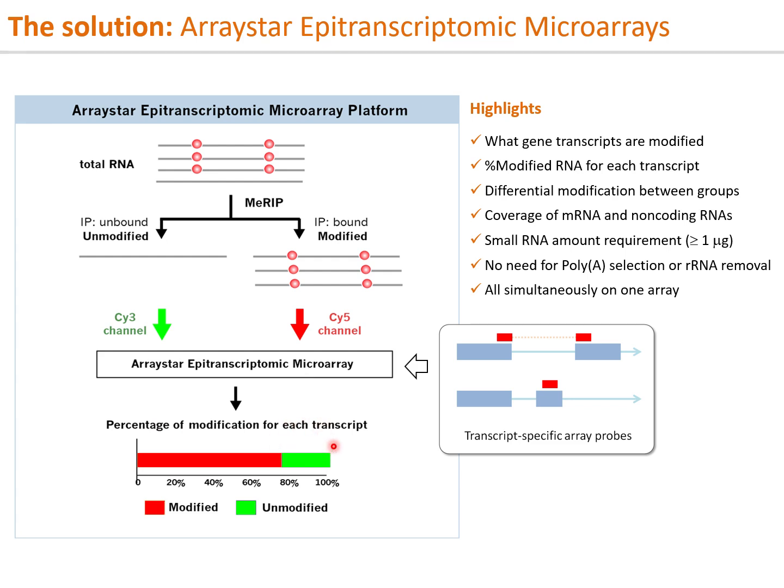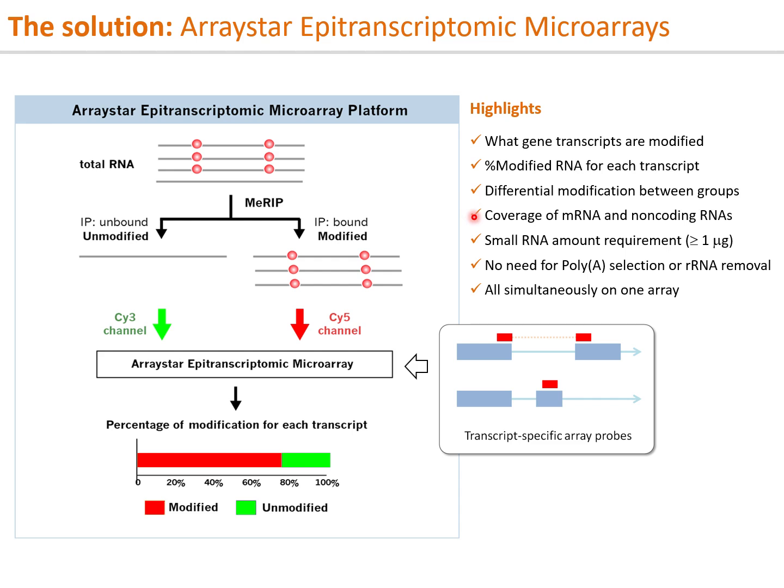Importantly, the microarray probes are designed to each transcript-specific splice junction, or unique exon sequence, which unambiguously and precisely measure M6A modification for each and every specific transcript isoform. So the microarray can tell what gene transcripts are modified, the percentage of RNA for each transcript, and the differential modification between the conditions and groups.